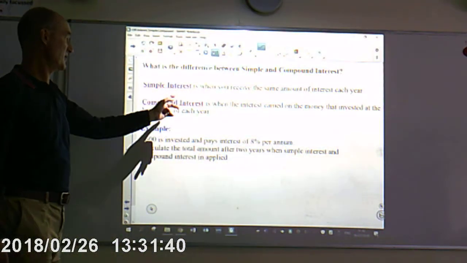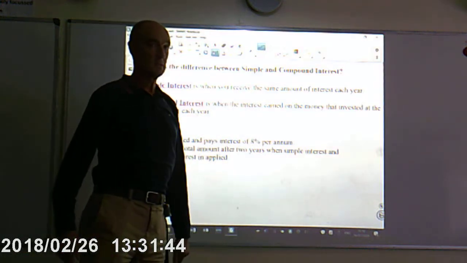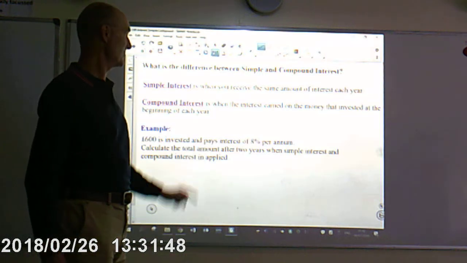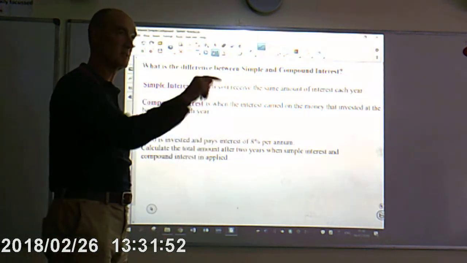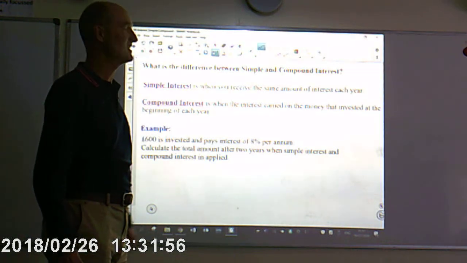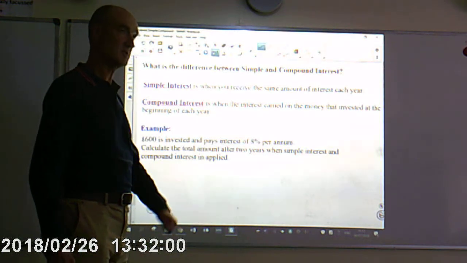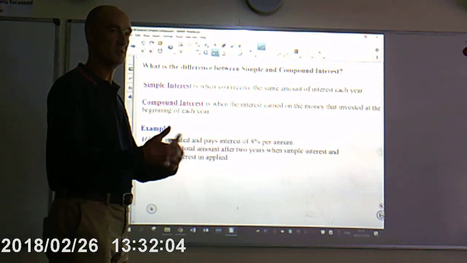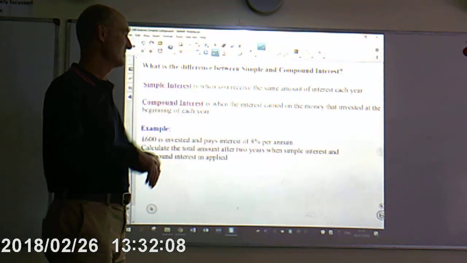Now, simple interest is when you receive the same amount of interest each year. So all that means is if you invest £1,000 and they say, right, we're going to apply simple interest to your £1,000 and you're going to get 10% back on your investment every year. What's 10% of £1,000? It's £100. So that means the first year you get £100, second year you get £100, the third year you get £100. It's just £100 each year. It's 10% on your initial investment each year.